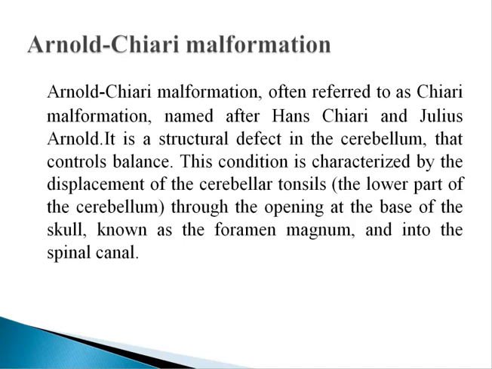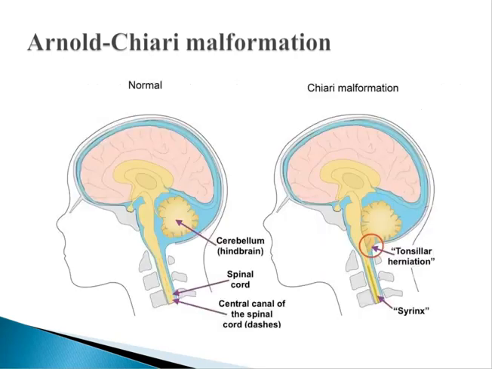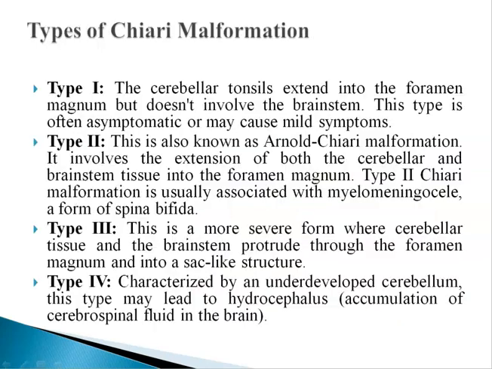This condition is usually characterized by the displacement of the cerebellar tonsils, that is the lower part of the cerebellum, through the opening at the base of the skull known as foramen magnum and into the spinal canal. So this is a picture depicting the Chiari malformation, and this is a normal brain which is continuing as spinal cord. So you could see the tonsillar herniation at the level of the cerebellum in Chiari malformation and also the presence of syrinx.